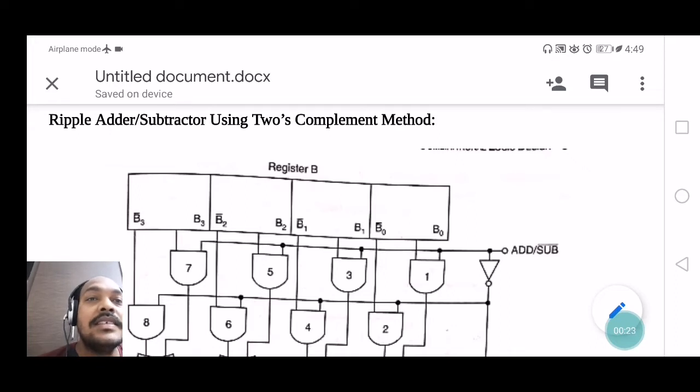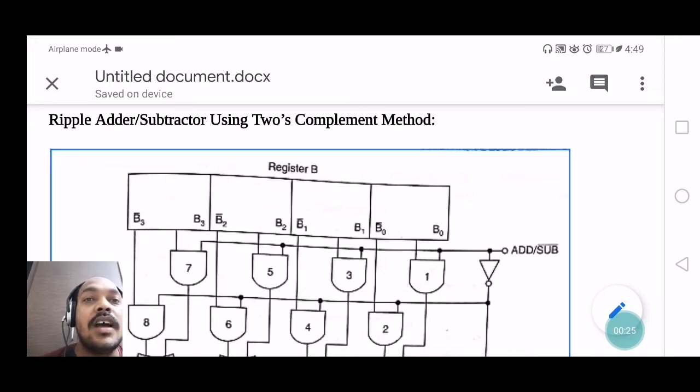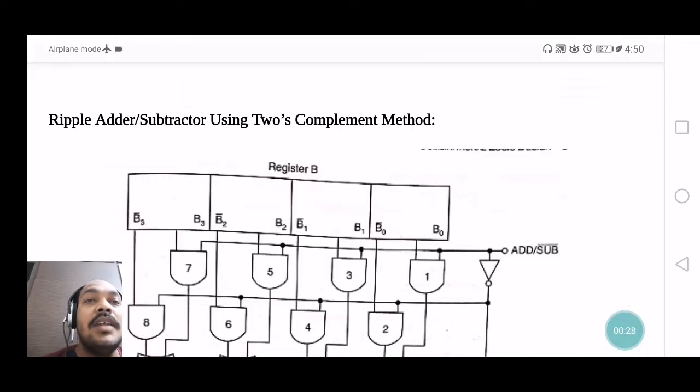In this lecture, the objective of this video is to discuss a ripple adder subtractor using the 2's complement method, and the advantages and disadvantages of this particular circuit.